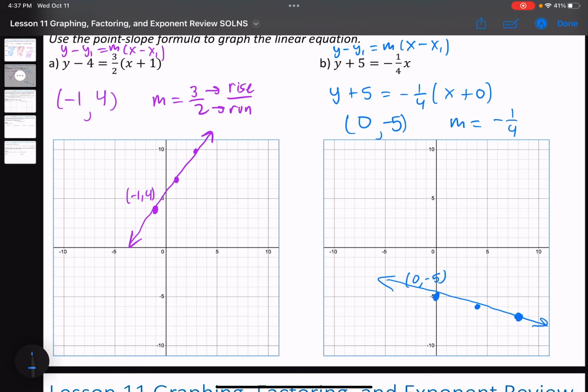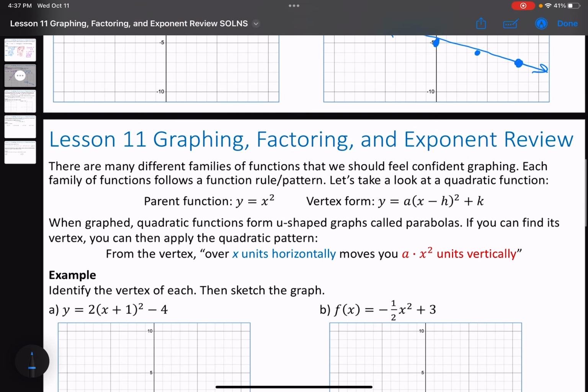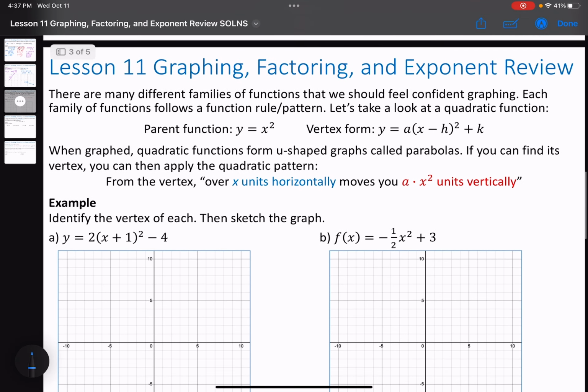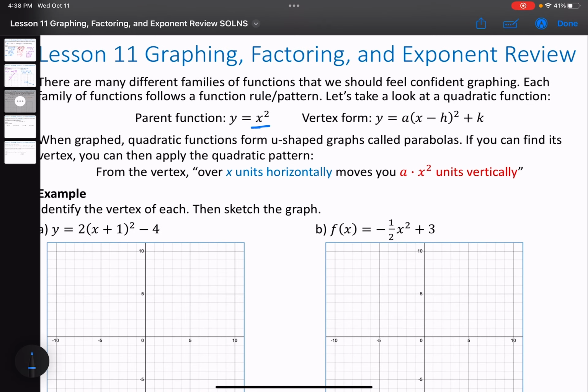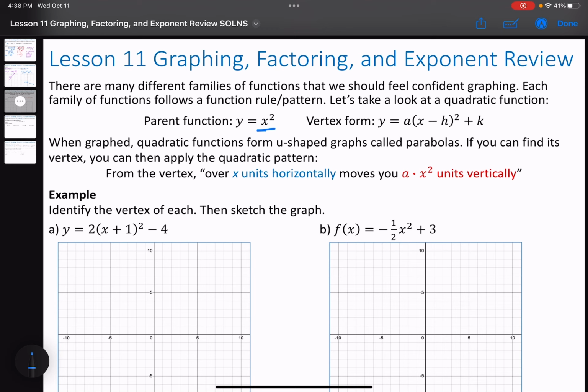Cool. Let's go ahead and look at our next set of graphing questions, because in addition to straight lines, we can graph a lot of different types of functions. The last lesson we had a review of that fact. Today, we're going to focus on graphing quadratic functions. Quadratic functions are going to be any functions that have a highest degree of 2. So in this case, we have y is equal to x squared. The highest degree is 2. This is the parent function, which means it's the simplest, most basic form of the function.